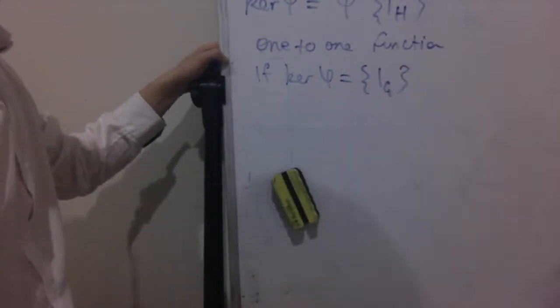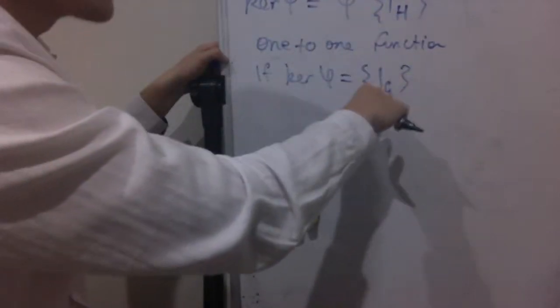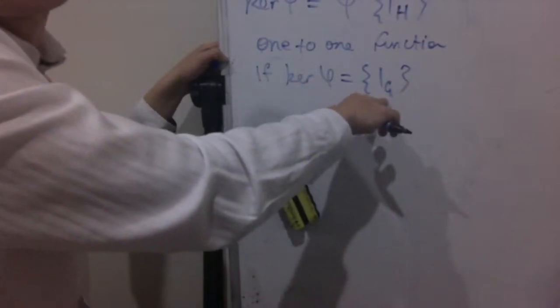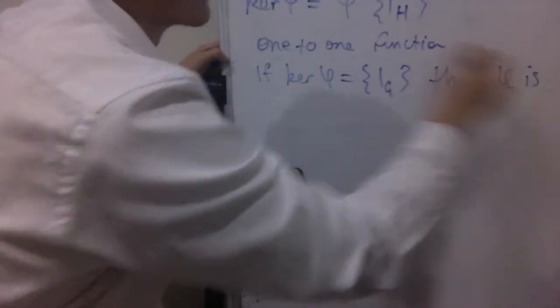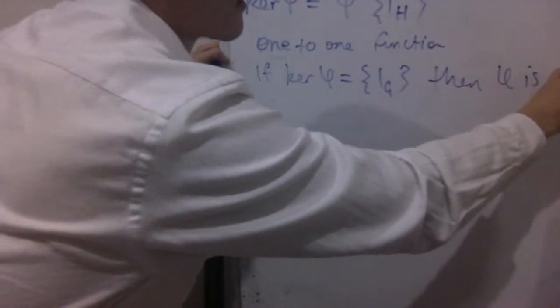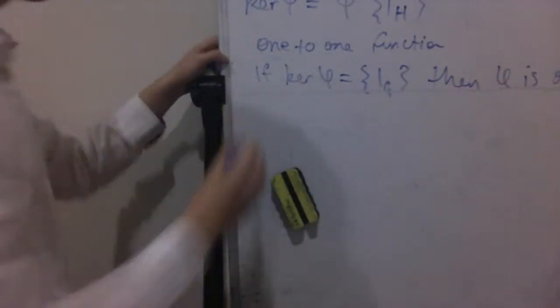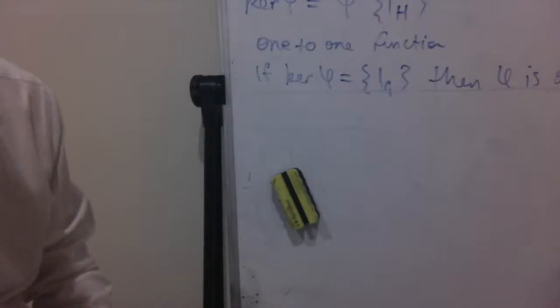We're assuming, or we're going to eventually prove, that the identity goes to the identity. If that's the only thing that goes to the identity, so that the kernel equals just that one thing, then phi is one-to-one. That's the point of defining the kernel. So it suffices just to check on one element. But the function can be anything.